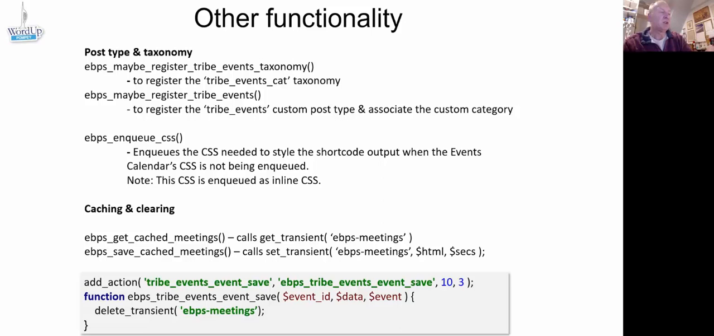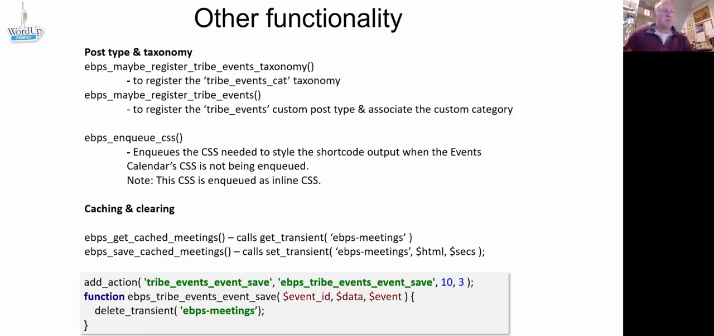Now, if you wanted to have a look further into the source code for this, then you'll find a number of different functions to register the tribe_events_cat taxonomy, and another one to register the tribe_events custom post type and associate that to the custom taxonomy. And there was a good reason for doing that. Why we had to do that, I can't remember exactly what it was.